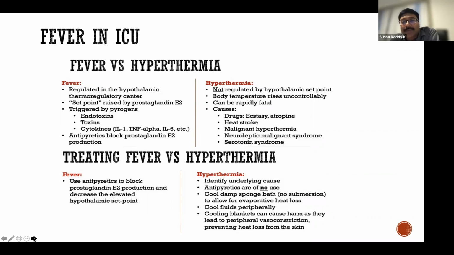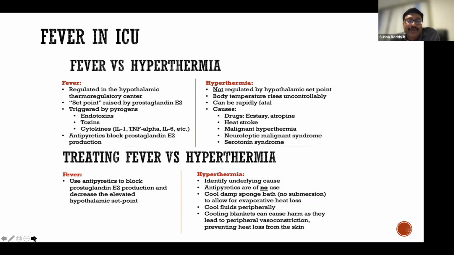If you look at hyperthermia, it is not regulated by your hypothalamic set point. The body temperature rises uncontrollably and can be rapidly fatal. The causes are generally drugs like ecstasy and atropine, heat stroke, malignant hyperthermia, neuroleptic malignant syndrome, and serotonin syndrome.